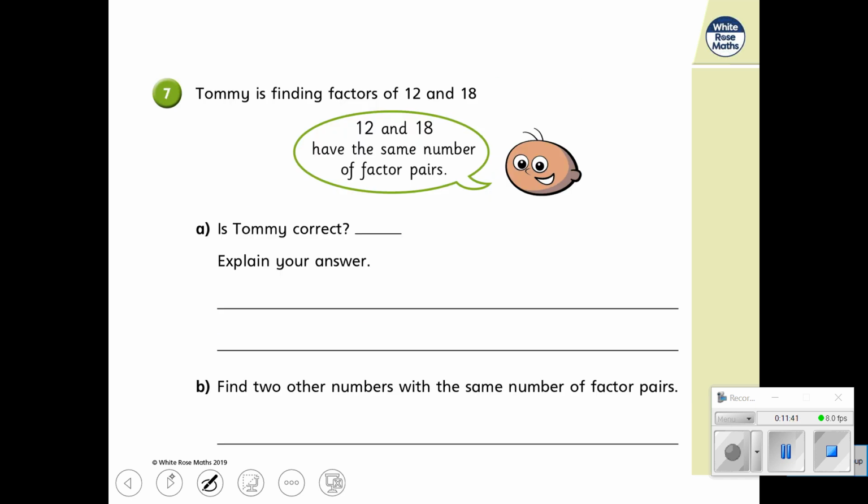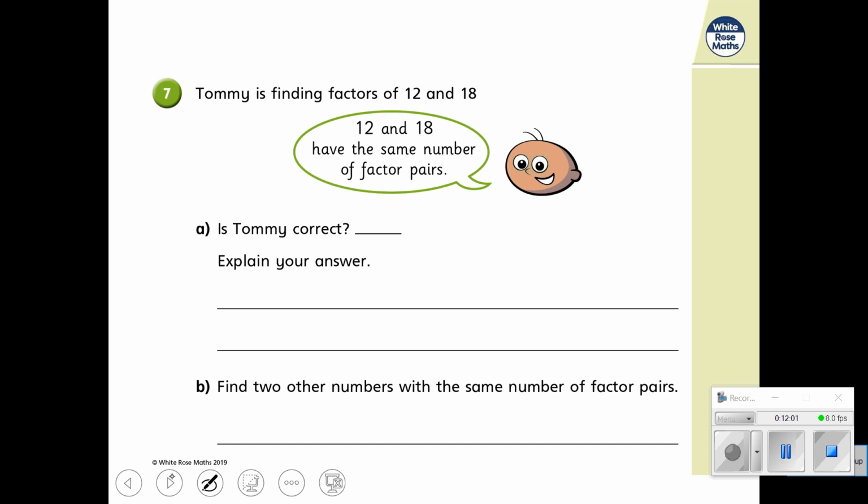Tommy now. Tommy is finding factors of 12 and 18. 12 and 18 have the same number of factor pairs. Is he correct? Explain your answer. Okay, so what we need to do is we need to work it out. You can't explain an answer unless you work it out.